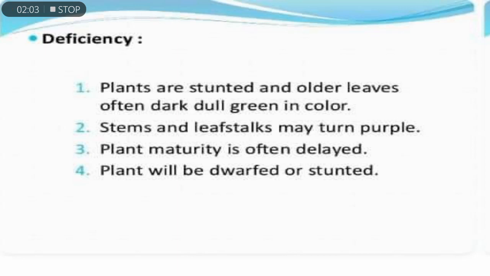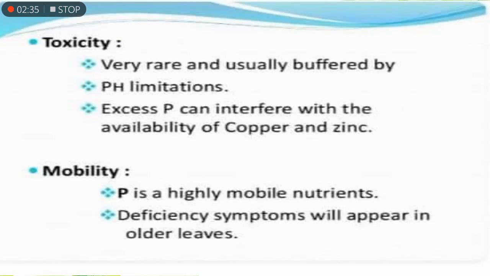Now, if we have a deficiency of this phosphorus nutrient, what will happen? The plants are stunted and older leaves are often dark, dull green in color. Stunted means they have a small height. Stem and leaf stalk may turn purple. Plant maturity is often delayed. The plant will be dwarfed or stunted. As I told you above, dwarfed or stunted means having no height of the plant.